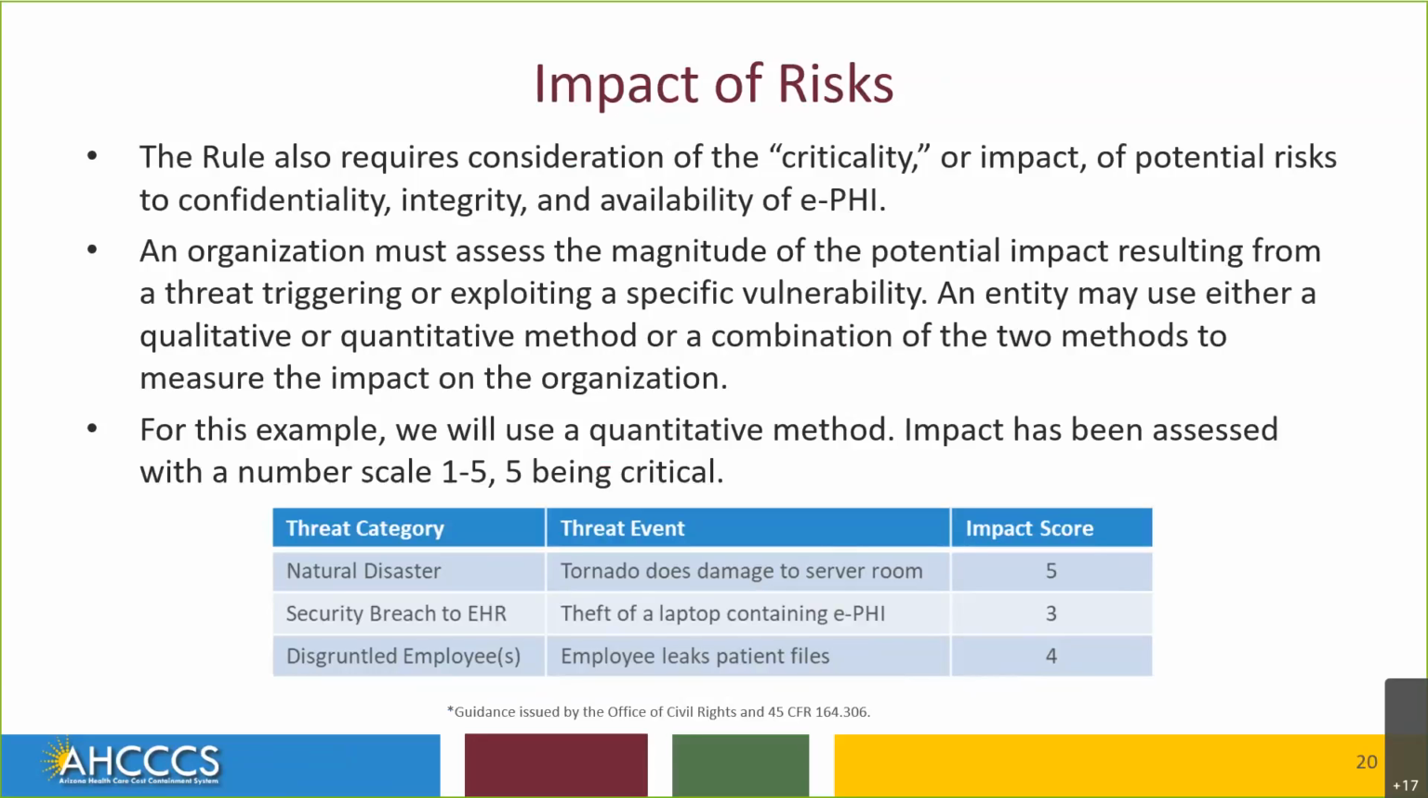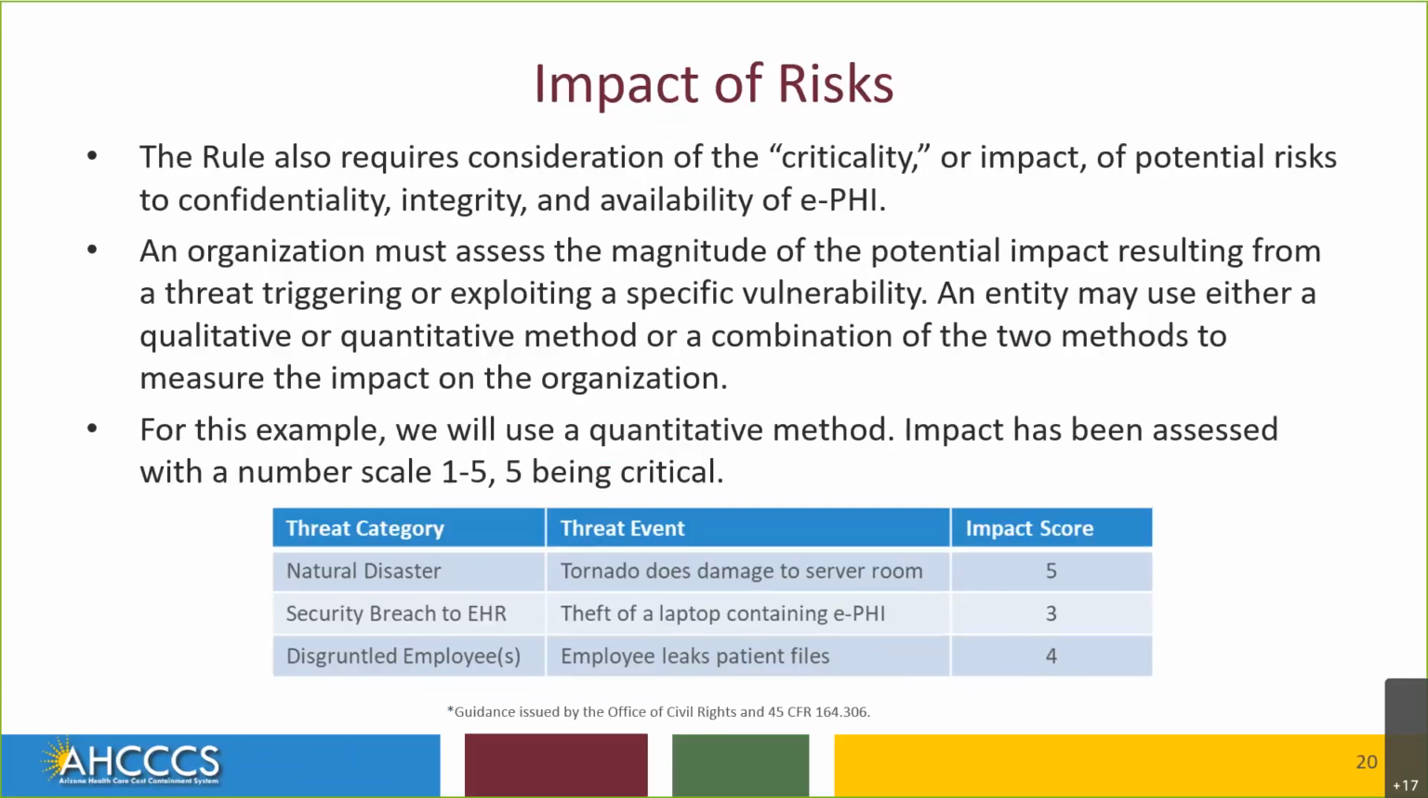And so just like for the likelihood, we're going to use that number scale 1 through 5, 5 being critical. So for that natural disaster, if a tornado does damage the server room, it's probably going to take it out completely. So that impact score is going to be really high impact, so we're going to put it at 5 because it's extremely critical. That security breach to the CERT, the threat of a theft of a laptop containing electronic PHI, that may be medium.